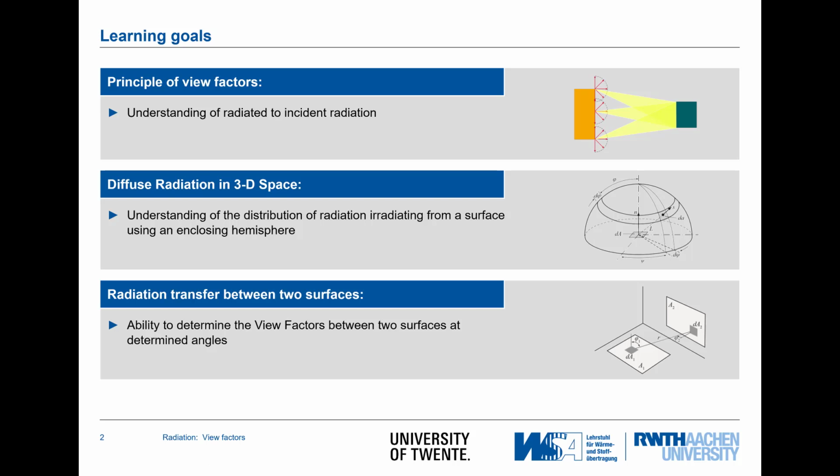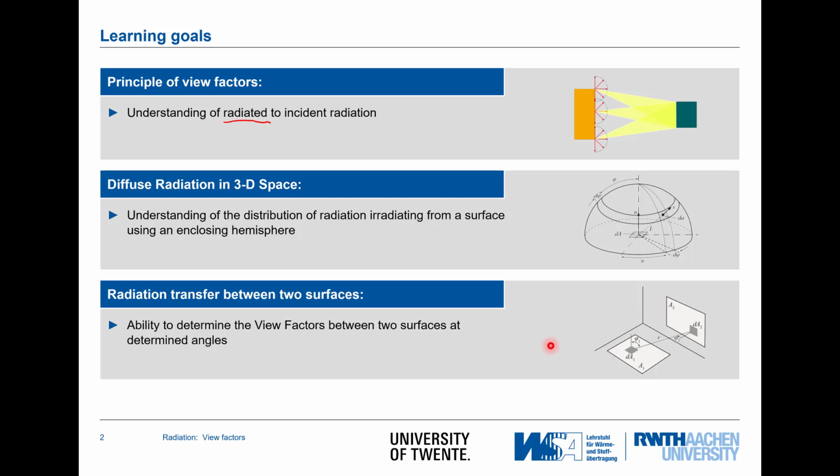First, I would like to introduce the principle of view factors to let you understand the difference between what is being radiated by a surface compared to incident radiation, and it's mentioning here radiated and not emitted, and we shall see the difference. Then we talk about diffuse radiation in 3D space, and then make this a little bit more concrete by looking at radiation from one surface that hits another surface. We do that for very small ones and then go to the more general case of larger surfaces.